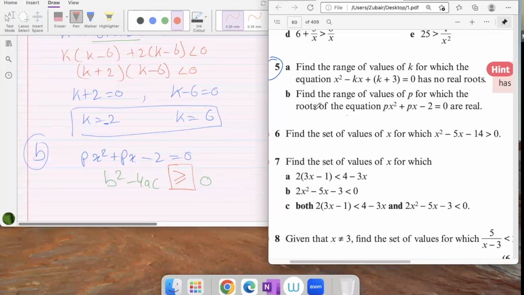How do we know this? It says the roots are real, but it never mentioned that the roots are real and distinct or the roots are equal. So we're left with no choice but to use greater than and equal to both.